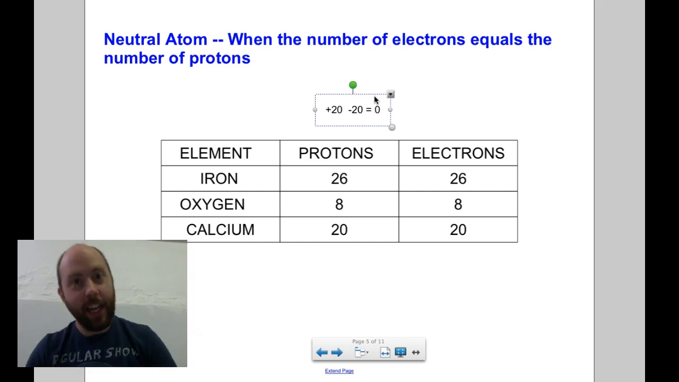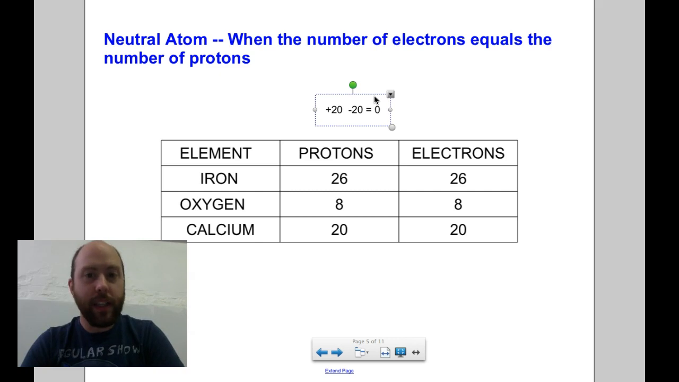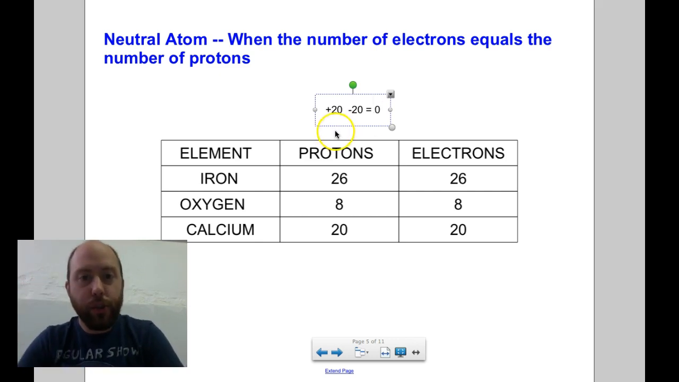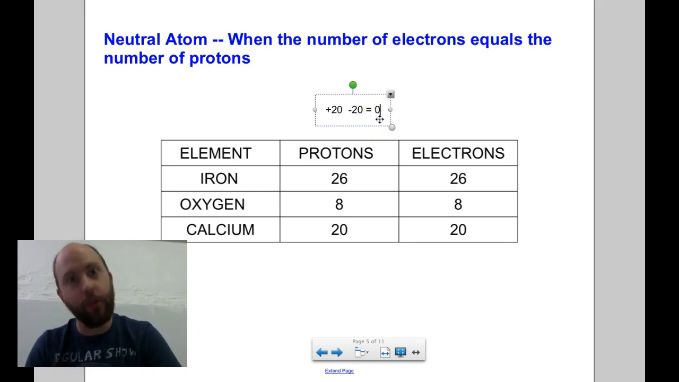You did it. Okay, it's 20. It's 0. I said 20. Slap my hand. It's 0. It's neutral. The protons and the electrons, the charges balance each other out. So they turn into 0. That's what it means to be neutral. Later on, we'll talk about what happens if it's not 0. But for now, neutral atoms, protons and electrons have to be the same value.